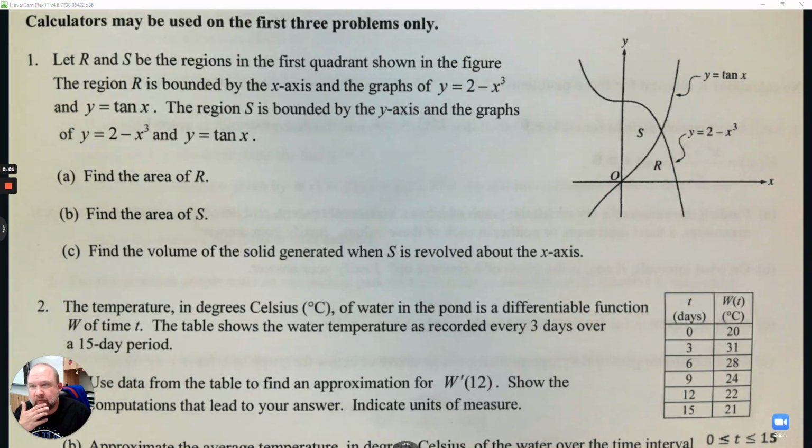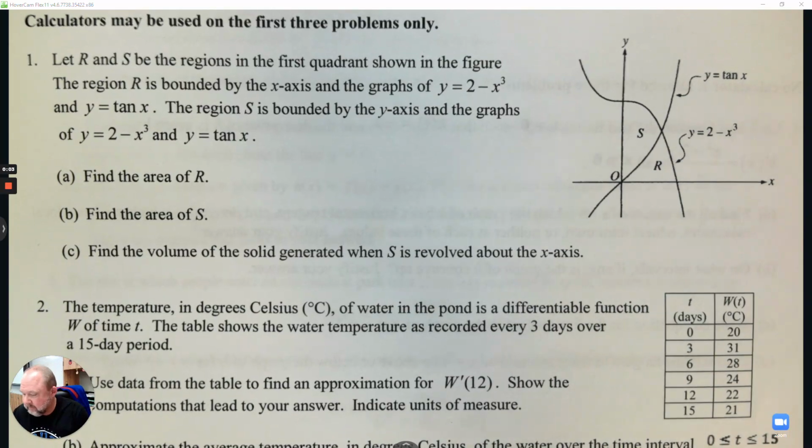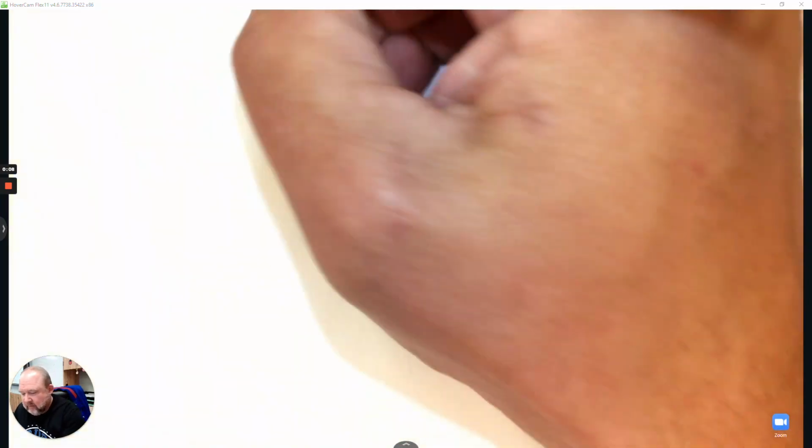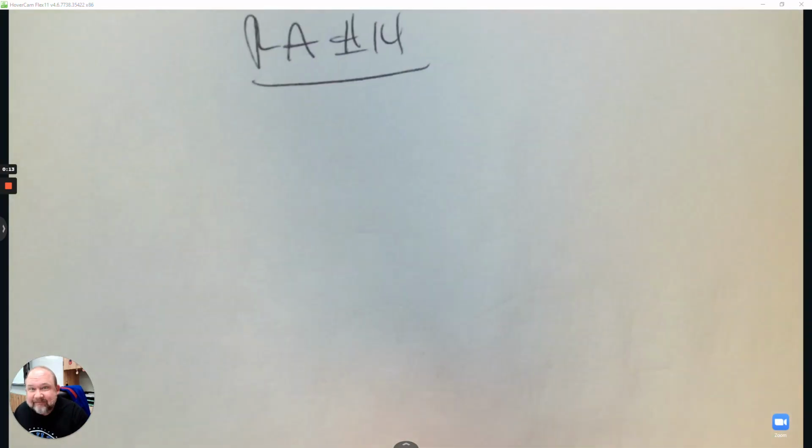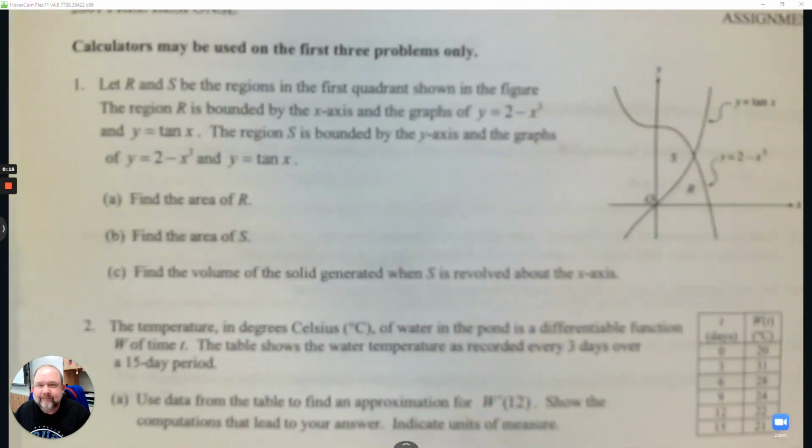All right, solutions here to review assignment number 14. So on a separate piece of paper, you can write down your review assignment number 14. All right, what are we doing?